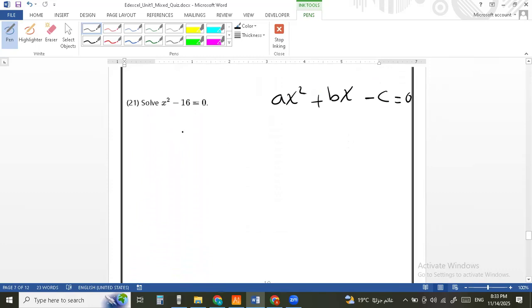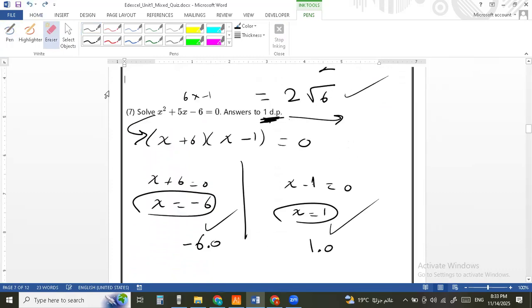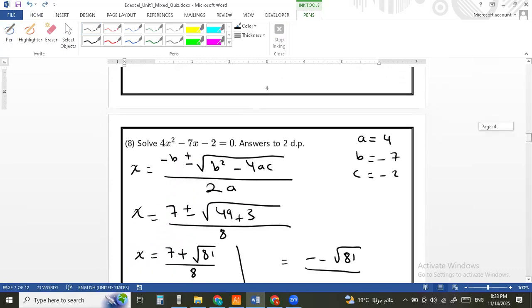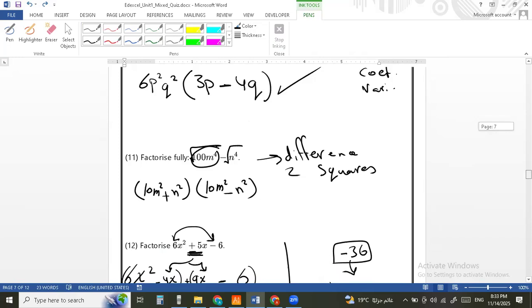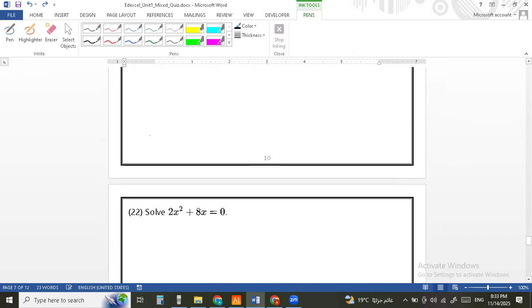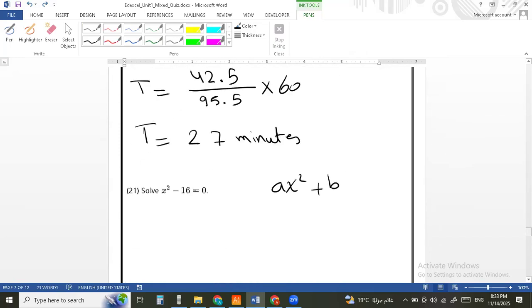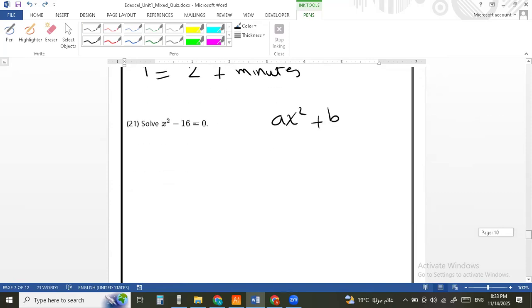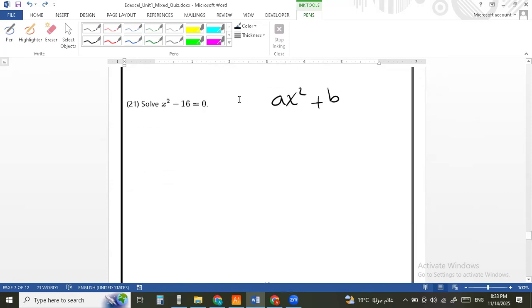Some of you started to use the quadratic formula. This is not the quadratic formula. It is not a quadratic equation. I don't need you to use any quadratic formulas because this is not a quadratic equation. It is just a normal equation.